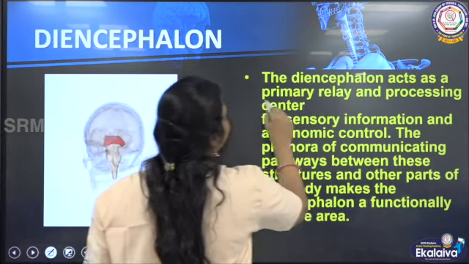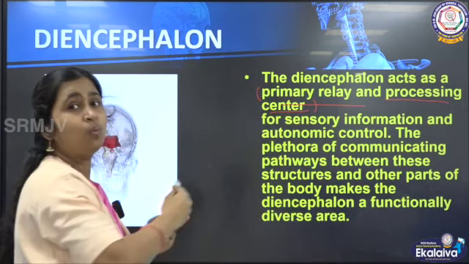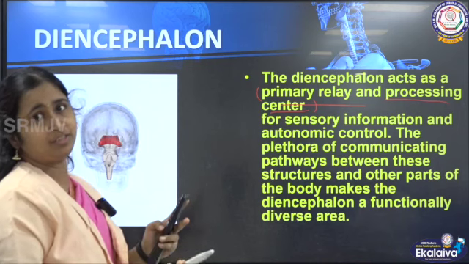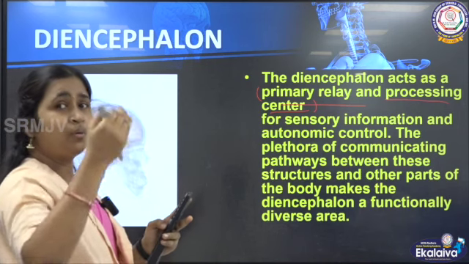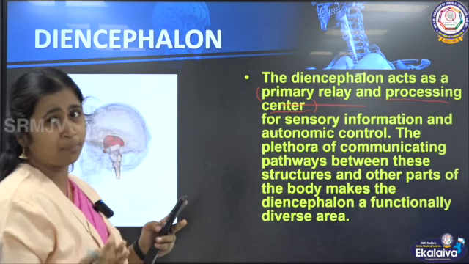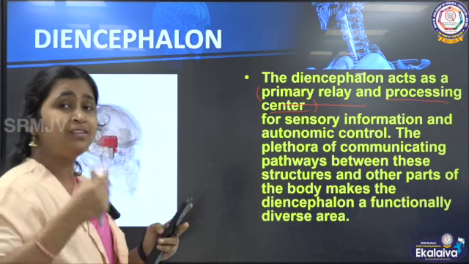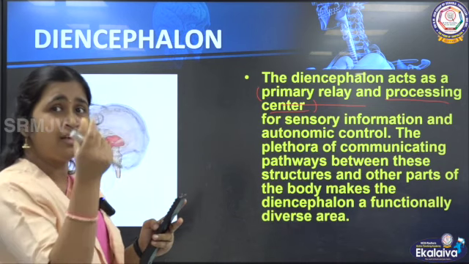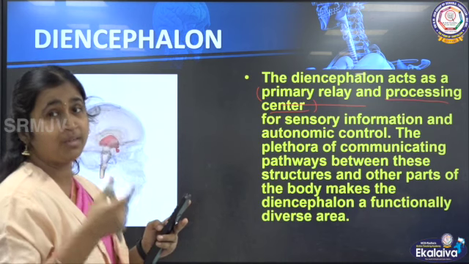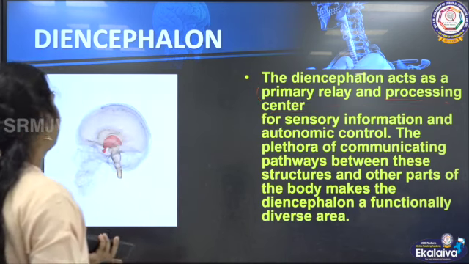It's a primary relay processing center. So here, it coordinates with other things and produces the result for that. For example, we are going to talk about the 3 major areas: epithalamus, thalamus and hypothalamus. Actually, the pituitary gland, where is the pituitary gland? This pituitary gland is a lobe-like structure which comes down from the hypothalamus. That pituitary gland we are going to talk about in the endocrine system.